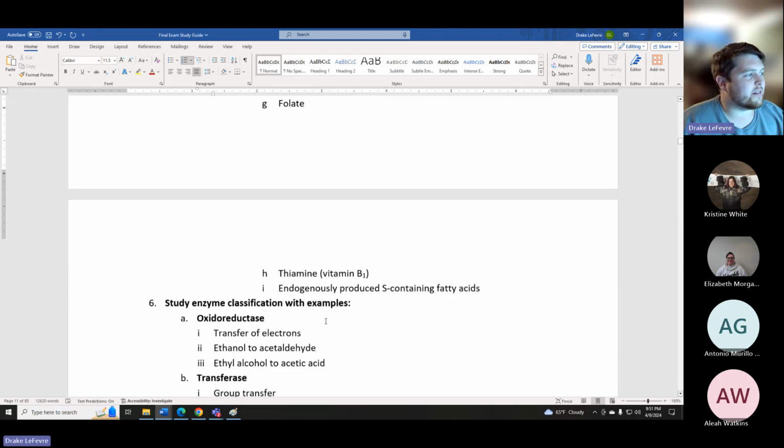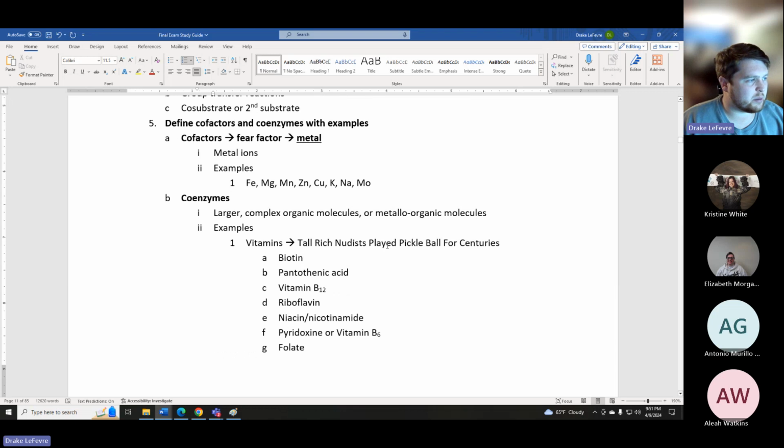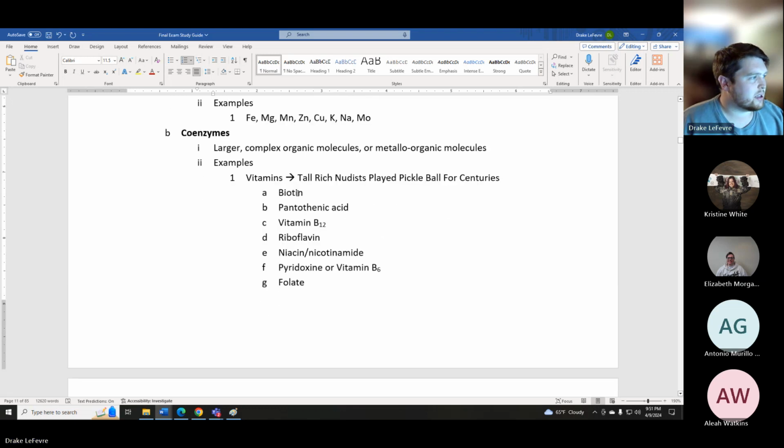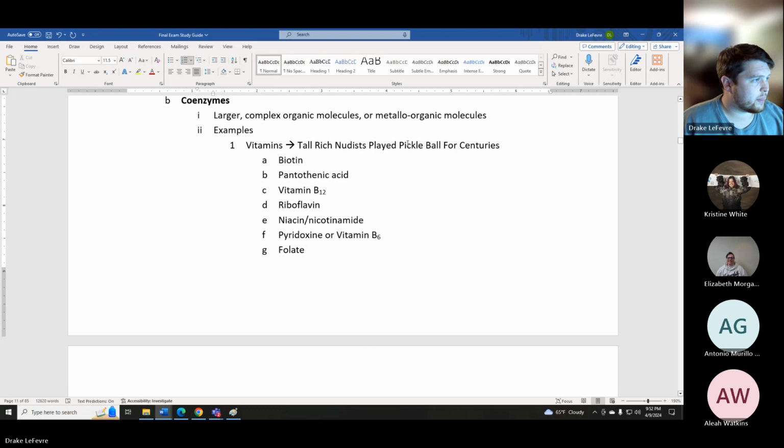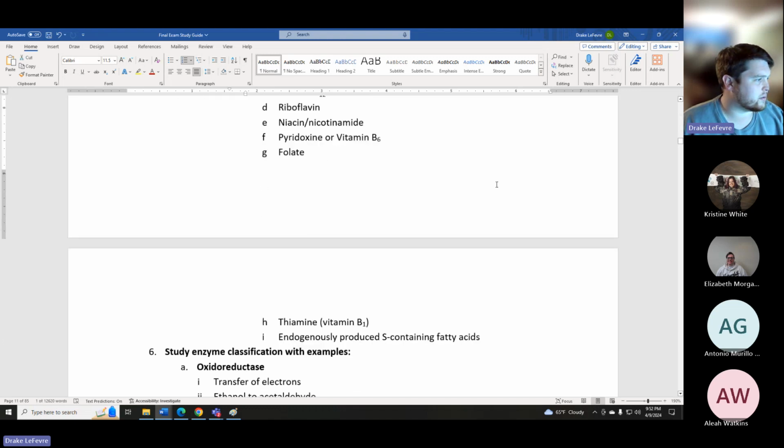Our cofactors are metal ions that help with reactions. Coenzymes are our bigger stuff, like our vitamins. All of our B vitamins, the tall, rich nudists played pickleball for centuries. Thiamine, riboflavin, niacin. The 2Ps. Pyridoxine, and the other one is pyrimidine something or other. Biotin, folate, and what's the last one called?